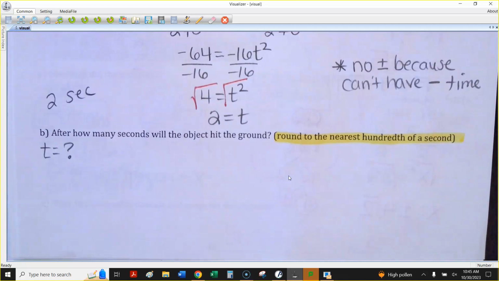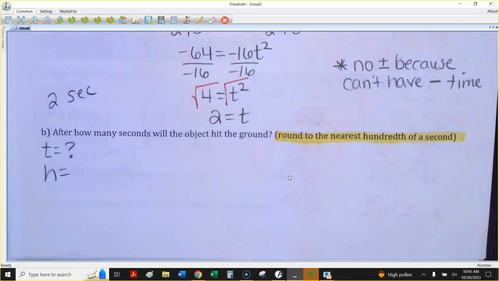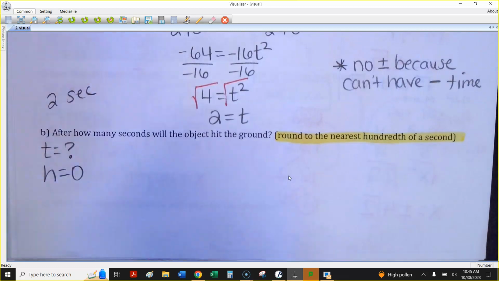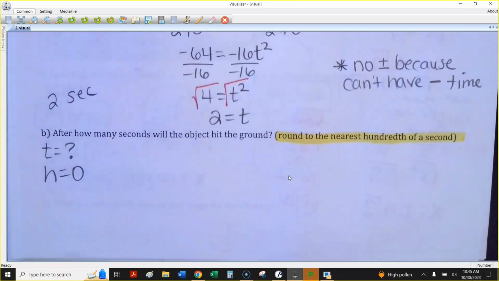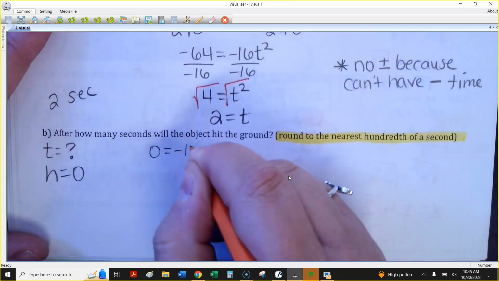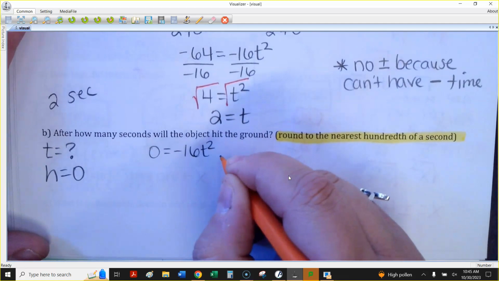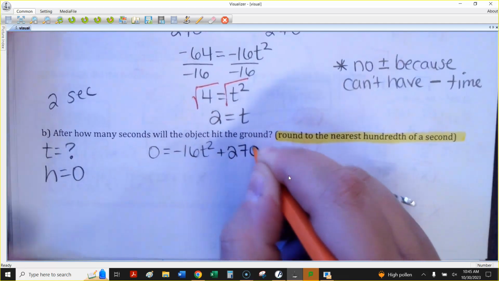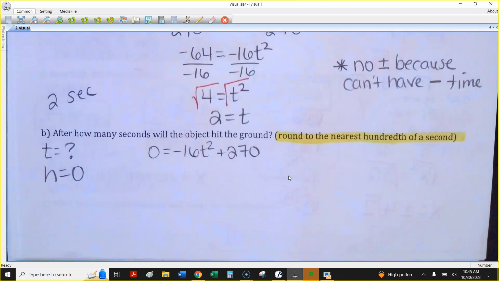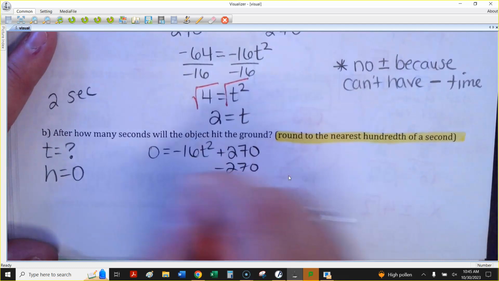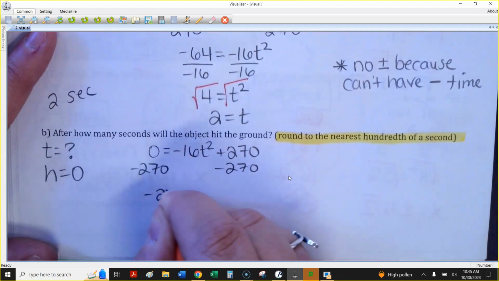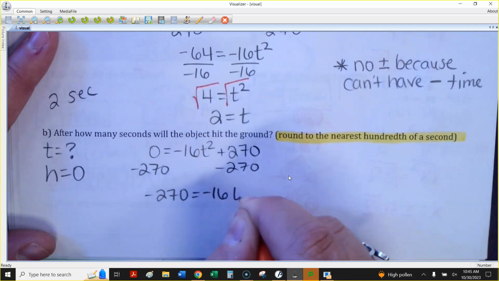What is your height if you're on the ground? 0, right? Okay, so all you're going to do anytime a question asks you how long it takes the object to hit the ground, just plug in 0 for the height. So exactly the same equation, we're just going to do 0 instead of where we put the 206. Now, this one is not going to have a nice answer when you do this, but what we want to do is take the 270 and subtract that from 0, so we would have -270.